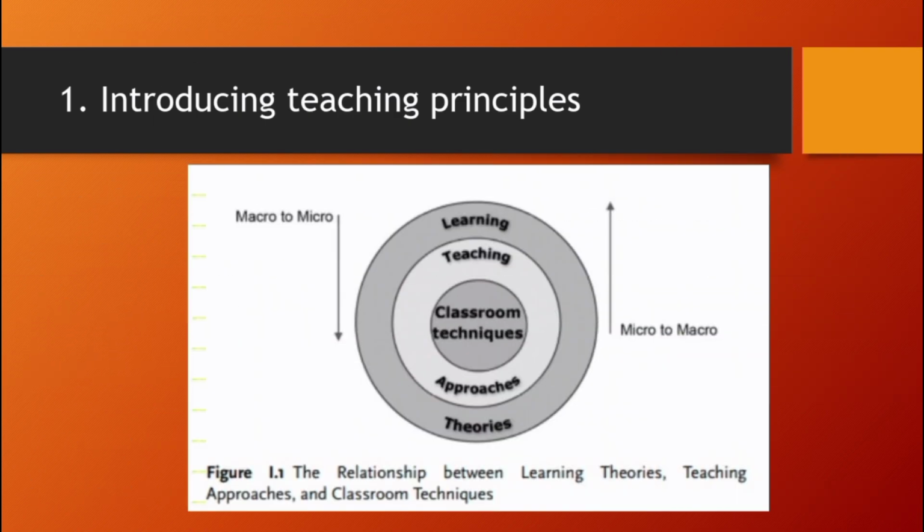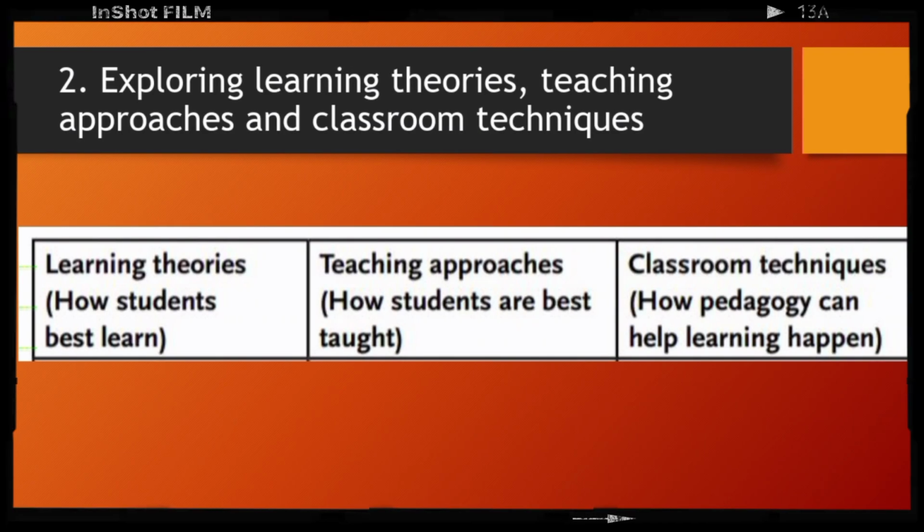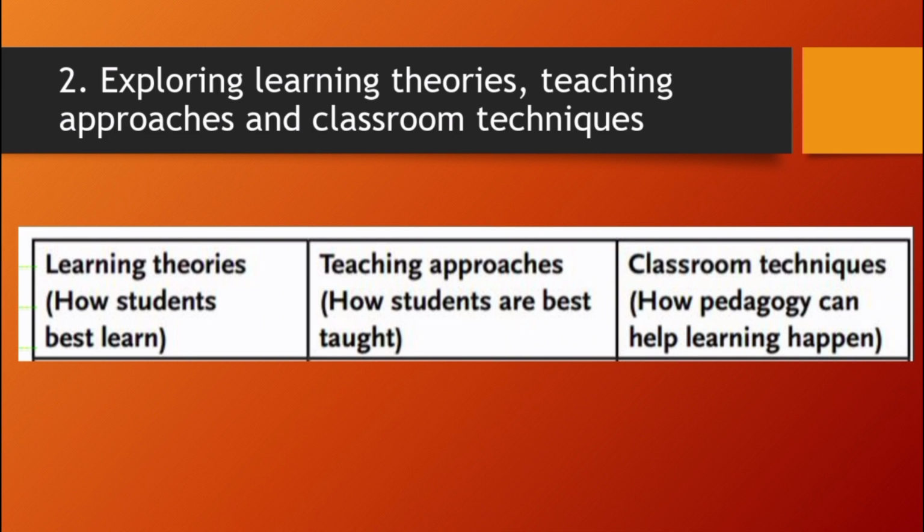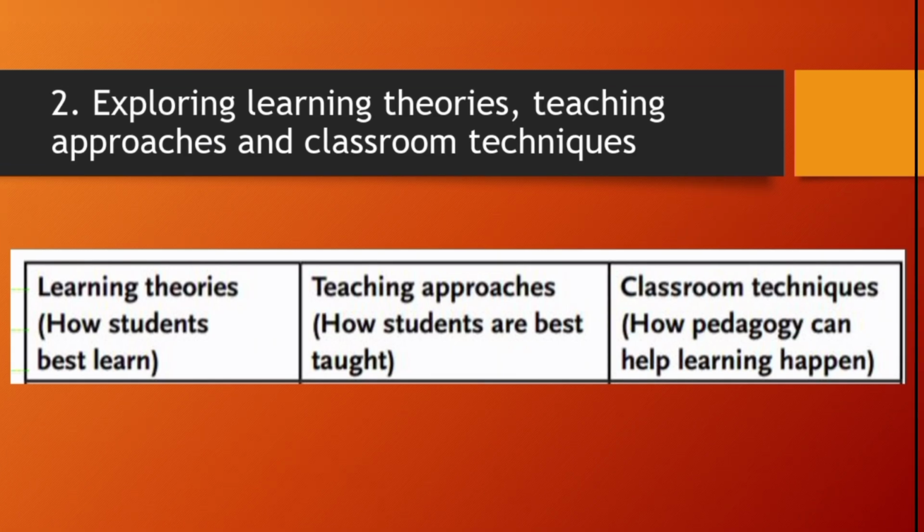Learning theories, teaching methods, and classroom techniques are all closely connected, as should become clearer by the end of this unit. Such relationships can be seen from the macro perspective or from the micro perspective. That is, learning theories are how students best learn, teaching approaches are how students are best taught, and classroom techniques are how pedagogy can help learning happen.